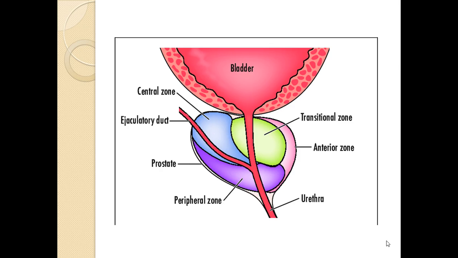These are the zones of the prostate: the anterior zone, transitional zone, central zone, and peripheral zone. With reference to CA prostate, it is most common in the peripheral zone, and then the transitional and then the central zone. The transitional zone is the zone which usually carries patients with benign prostate hypertrophy.